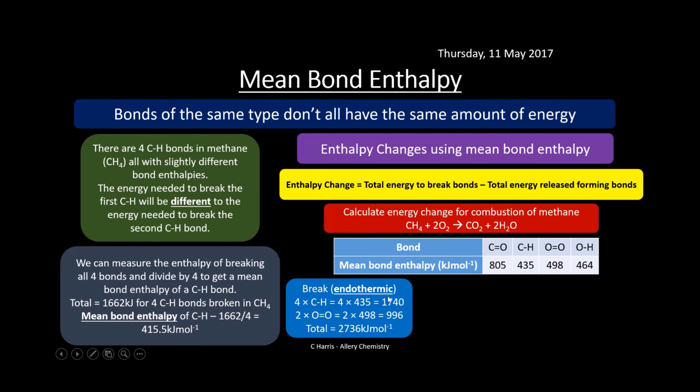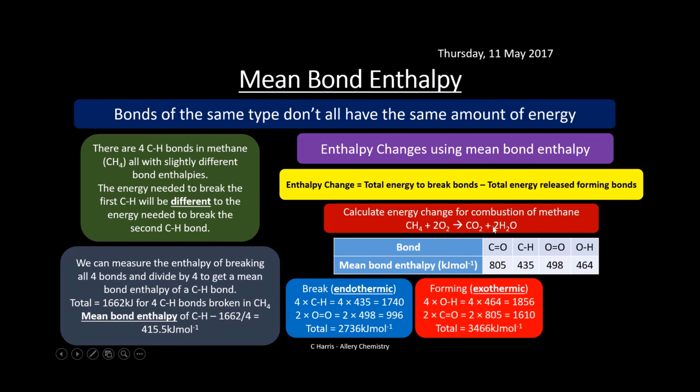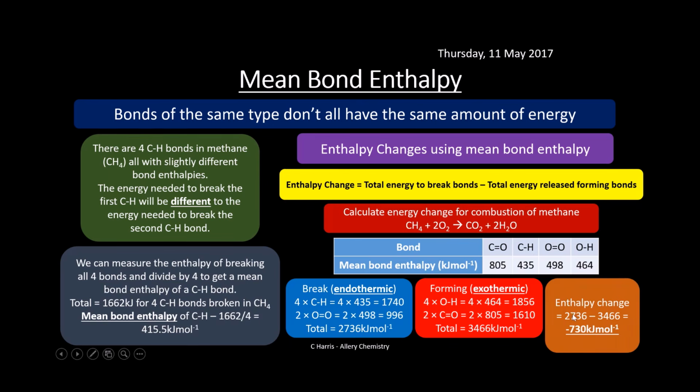It's an endothermic process. Then we need to work out how much energy is released when we form these bonds. We've got 4 OHs, because we've got 2 water molecules, 4 times 464, which is 1856. We've also got 2 lots of CO in the carbon dioxide, 2 times 805, which is 1610. Add them up, 3466 kilojoules per mole. So there's more energy being given out when we form these bonds than what was needed to break them in the first place. So overall, this is going to be exothermic.